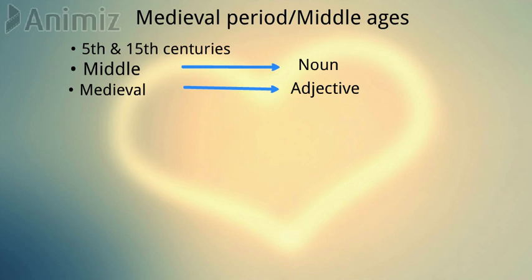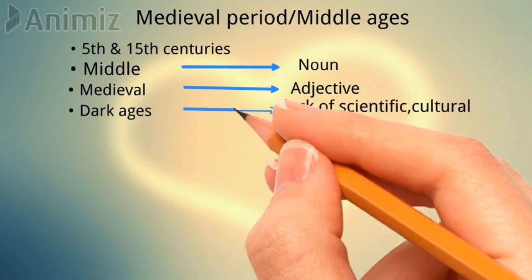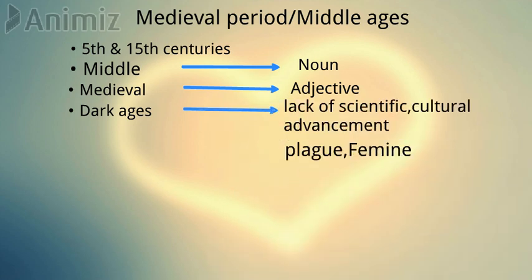The Middle Ages are also known as the Dark Ages because of a supposed lack of scientific and cultural advancement. There was plague, there was a great famine, there was no education as well, and another reason is the lack of records. Most of the history of the Middle Ages is still unknown.